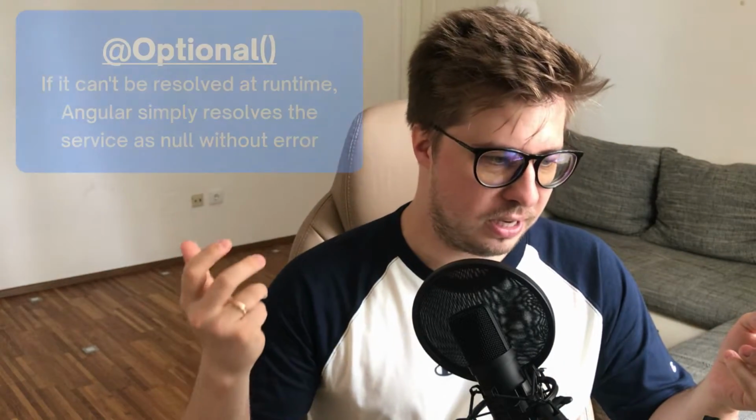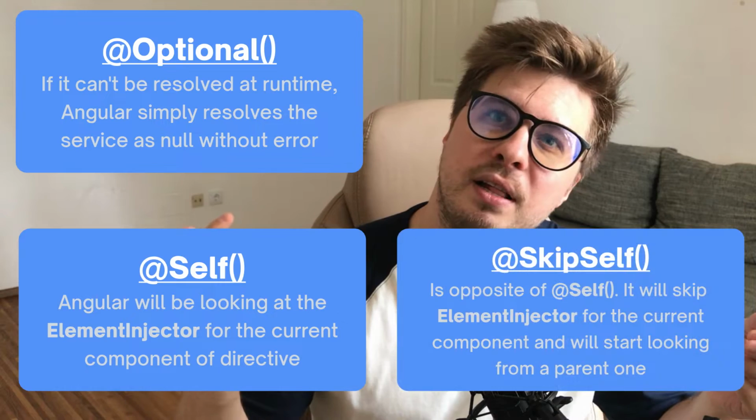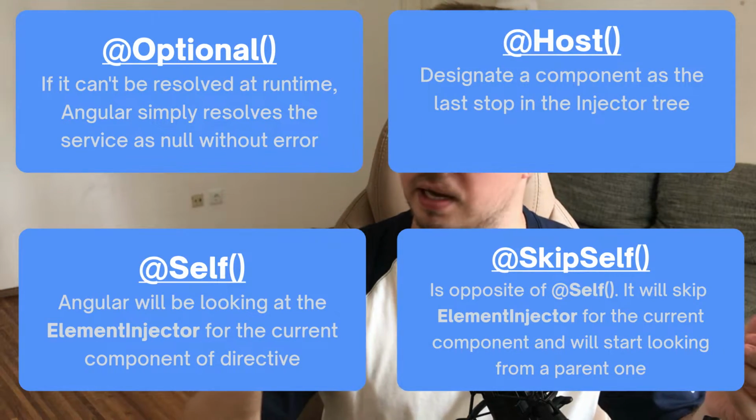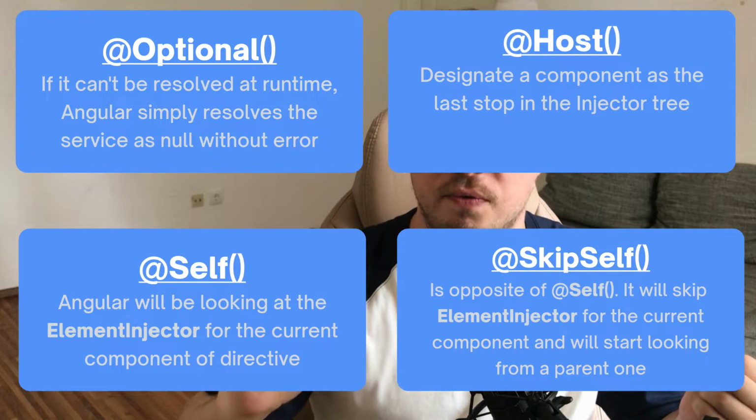And if it cannot resolve even in the module injector hierarchy, you will most probably get an error like null injector, whatever. I don't remember exactly right now. But if it finds it, it will provide you the resolved dependency as you requested. Then you most probably will be asked about resolution modifiers, which are optional, self, skip self, and what else? Host. Yeah, as far as I remember, there are 4 of them.